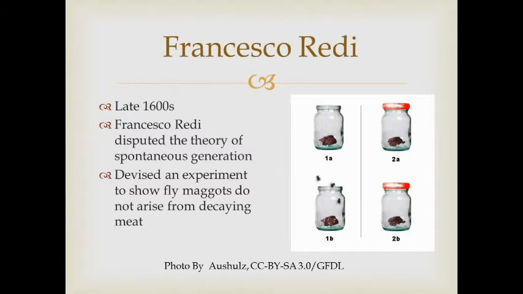In the 1600s, Francisco Redi devised an experiment in order to disprove that decaying meat gave way to maggots. In order to disprove this theory, he placed decaying meat in the bottom of several jars. Some jars were left open, as you can see here to the left, and other jars were sealed with a lid to prevent the entry of the flies, as you can see here on the right.